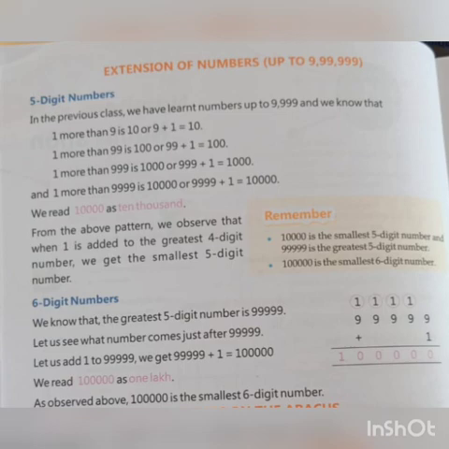For 6-digit numbers, we know the greatest 5-digit number is 99,999, already given there. If you add just 1 to that, you will get the smallest 6-digit number. Now you know how to convert a 5-digit number to a 6-digit number: just add 1 to the greatest 5-digit number, and you get the smallest 6-digit number. Understood how to differentiate all those things?